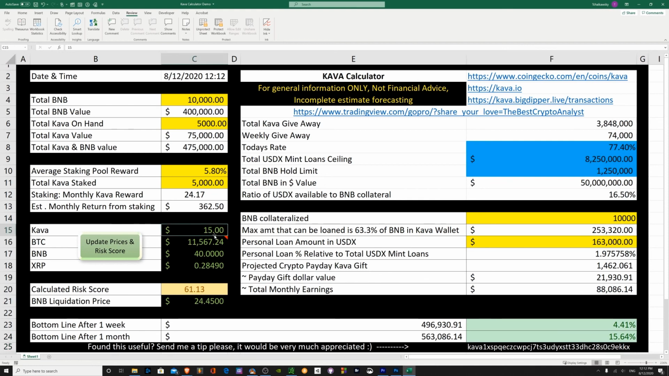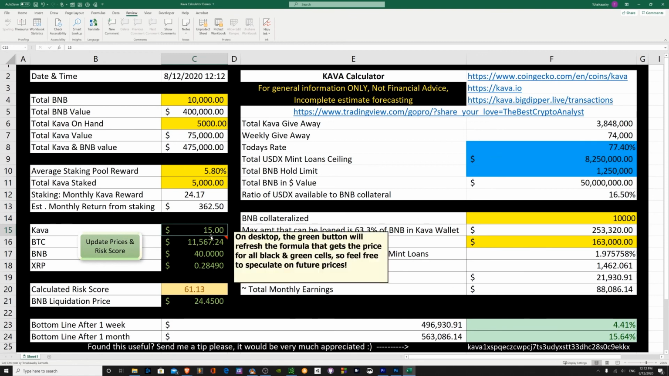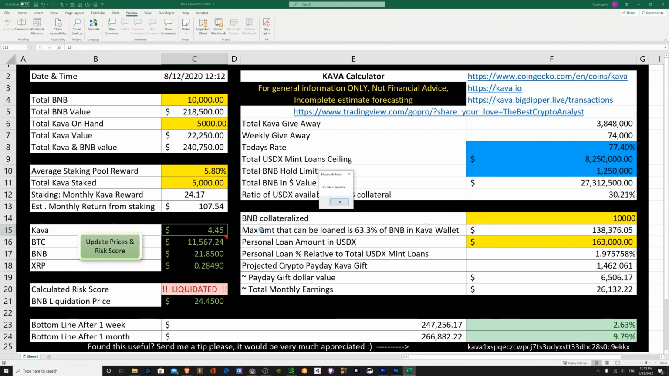Because, by the way, you can't actually touch these Kava gift awards until a year from now. It's to help protect the system from being overdrawn and people just taking the money out of it and causing the value of Kava to go down. So we can just click this update button, and it's at 4.47 right now. So in today's dollars, they're getting $6,535 a week and $26,000 a month, which quite frankly isn't awful, to say the least.